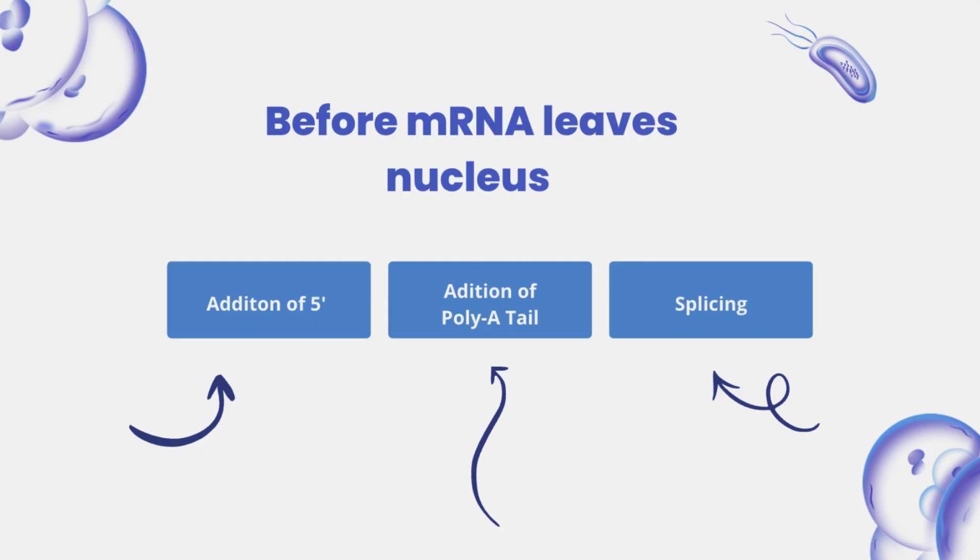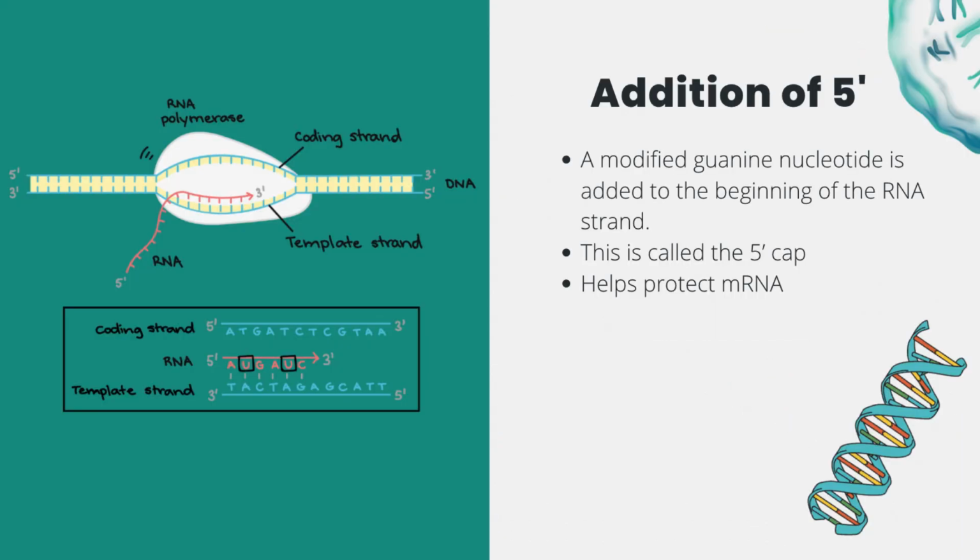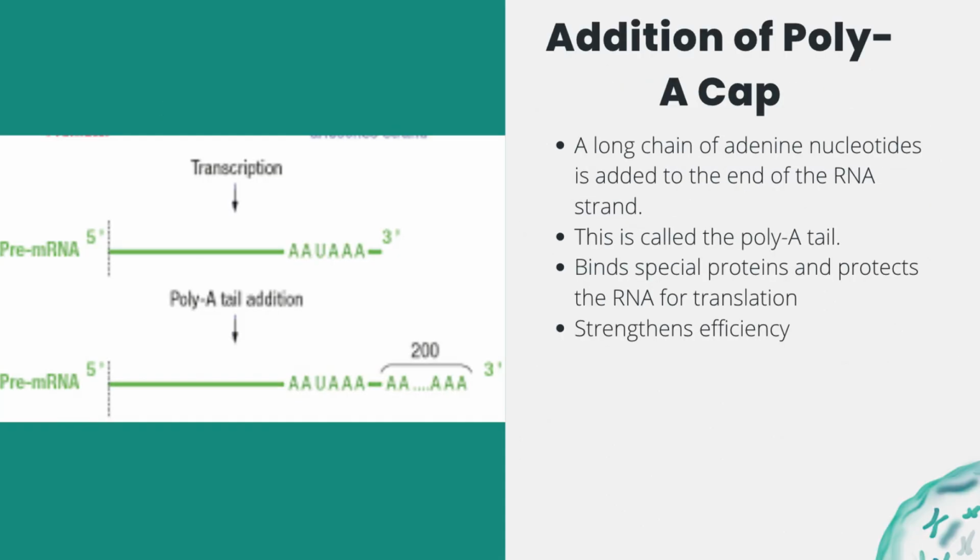Lastly, before the mRNA leaves the nucleus for translation, there are three main things that occur: the addition of the 5' cap, the addition of the poly A tail, and splicing. So for the addition of the 5' cap, a modified guanine nucleotide is added to the beginning of the RNA strand, and this is called the 5' cap, and this basically helps protect the mRNA. You can see this better in the picture on the left.